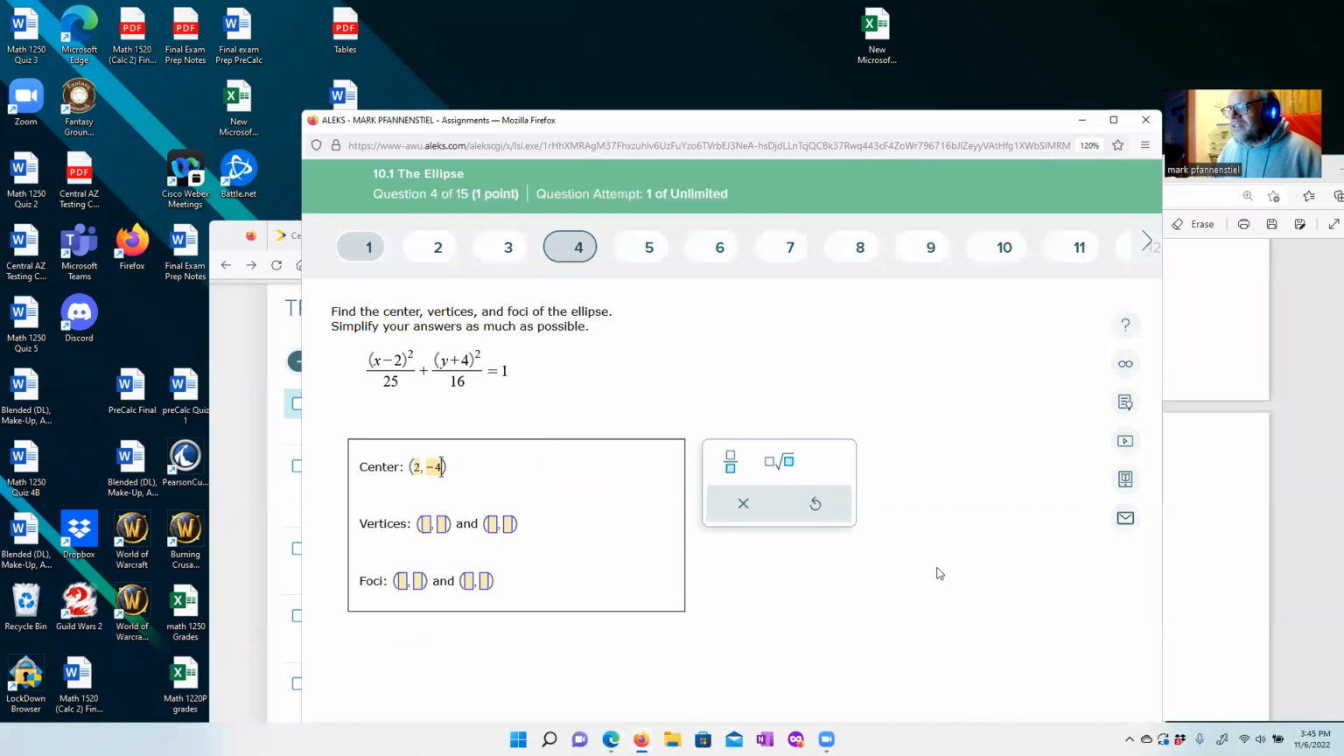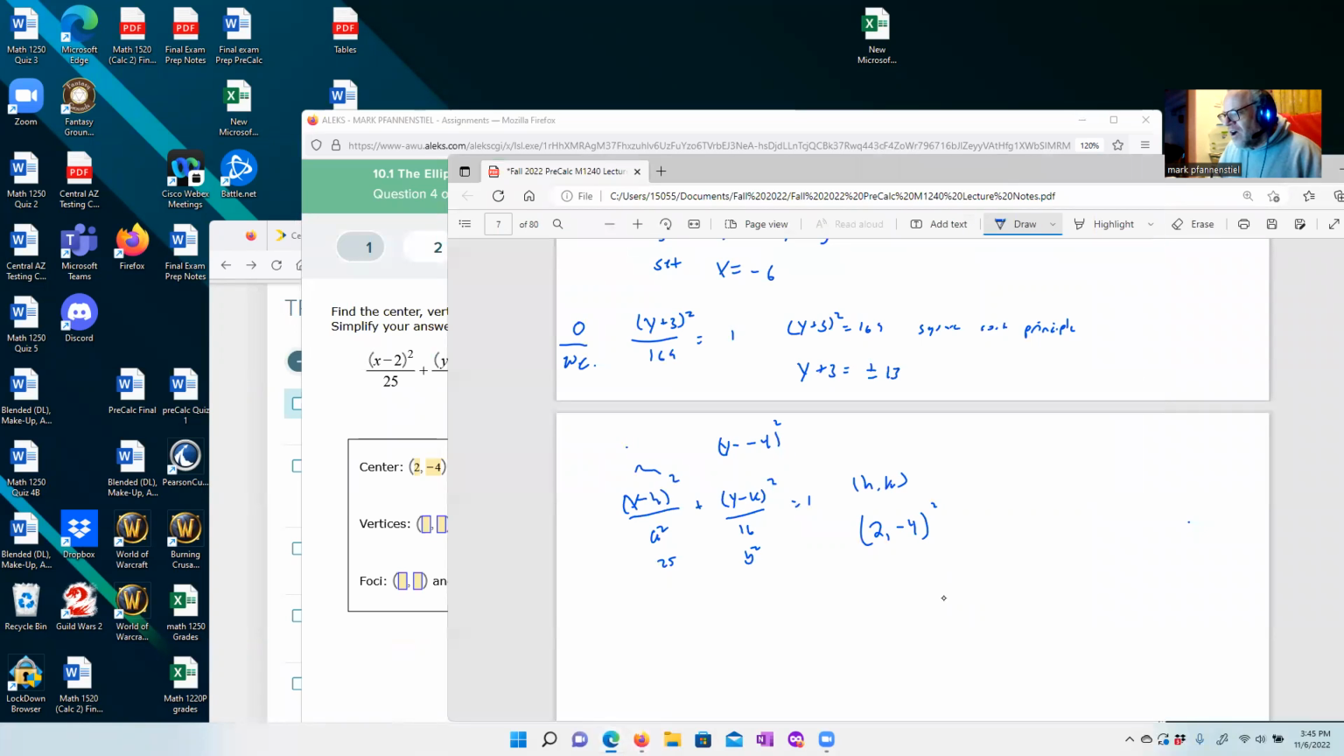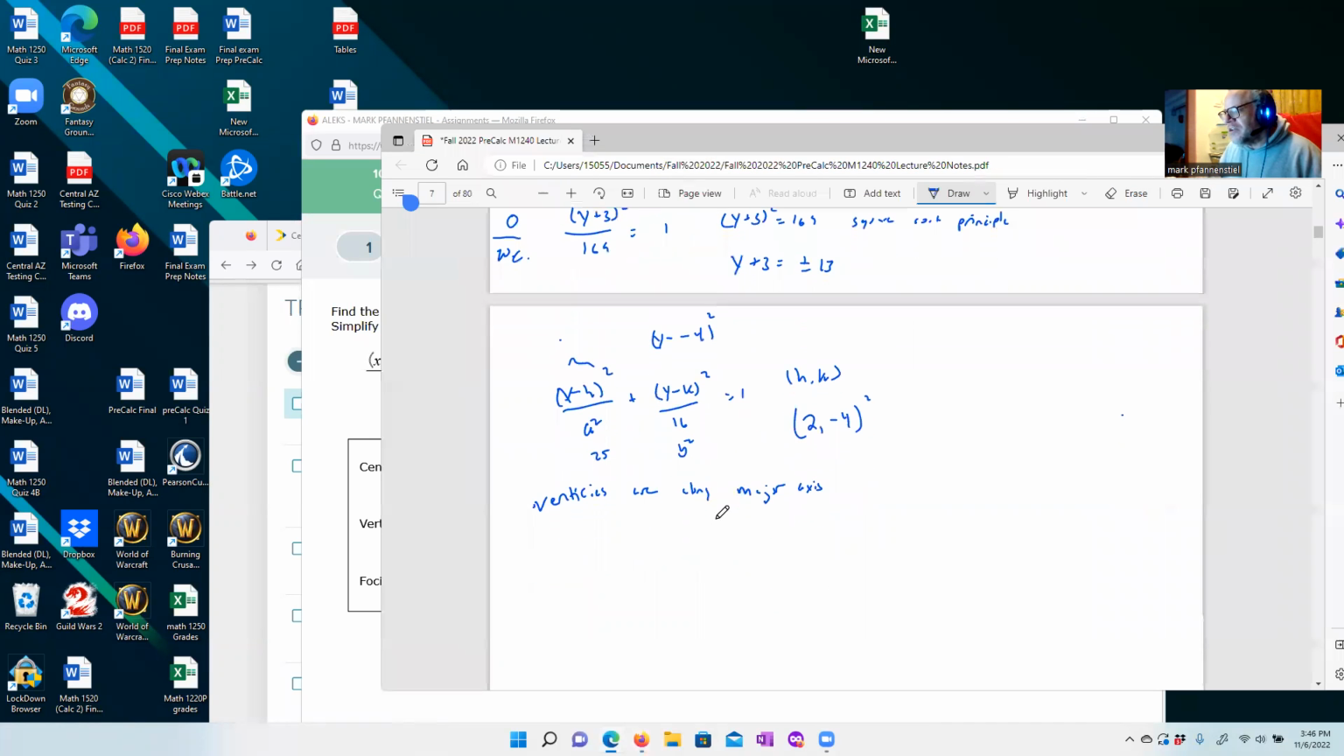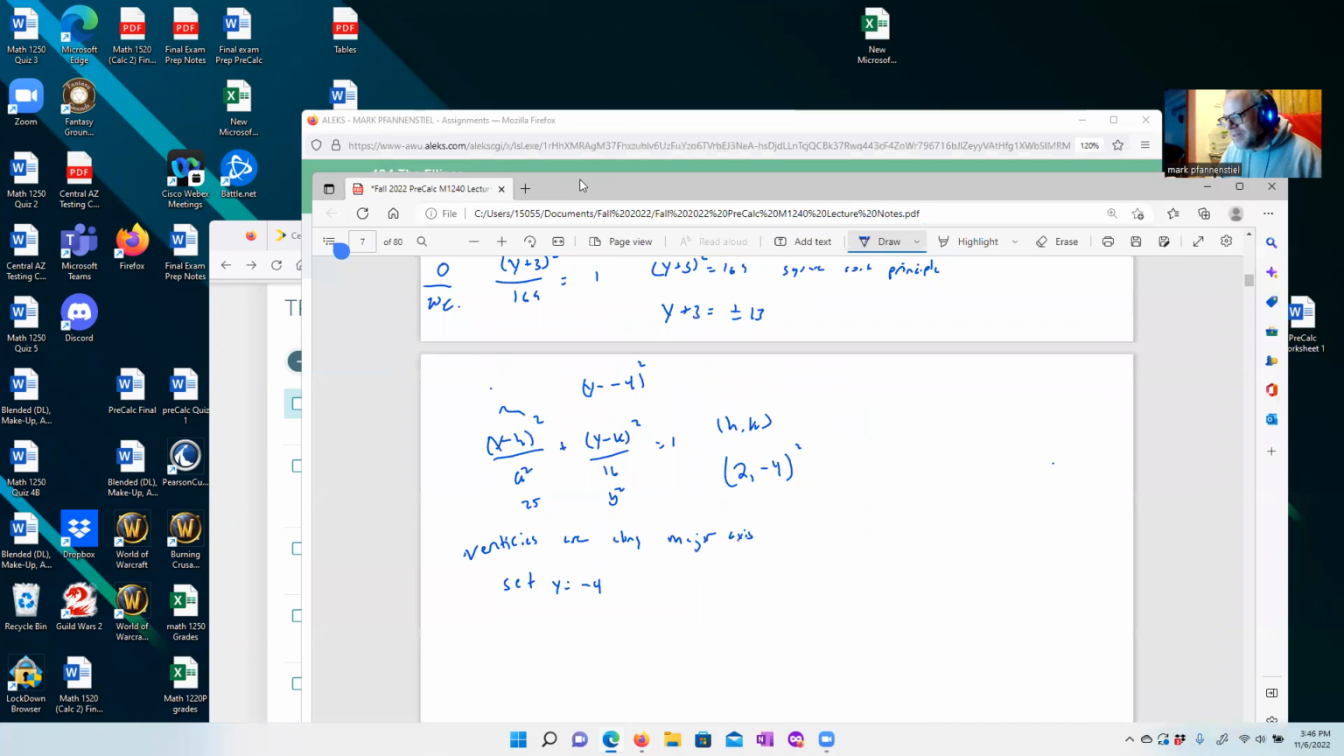Okay. So the vertices. Now the vertices are along the major axis. In this case, we talked about it: 25 is a bigger number than 16. So the vertices are going to be along the major axis, which happens to be the x side. Okay, so we are going to use the method of intercepts. So we're going to set y equal to -4. This is the method of intercepts.